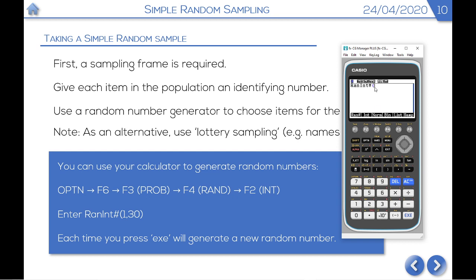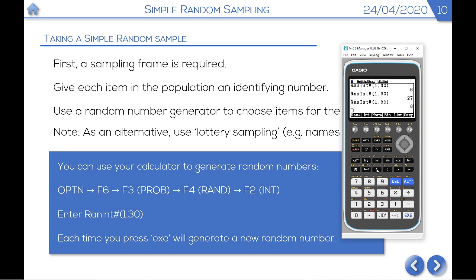It opens a little bracket, and we need to put two numbers into that bracket. The first number is the lowest number that we could possibly get. The second number is the highest. So if I enter 1,30, close that bracket and press equals, that will generate me a random number between 1 and 30. So 20 in this case. And if I keep pressing equals, I can get as many numbers out of that list as I want.